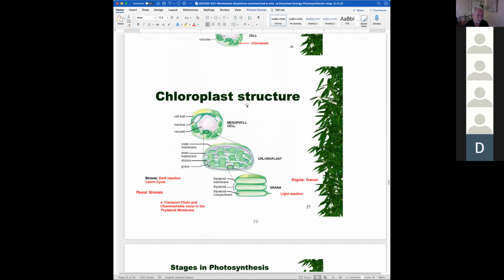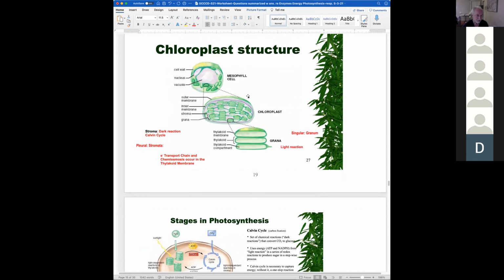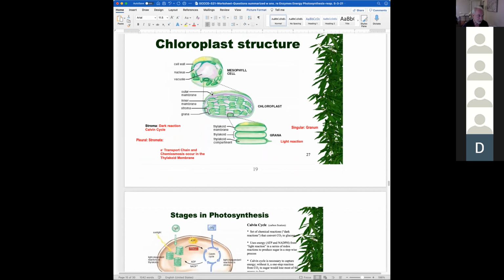Then if we go further and look inside a chloroplast, what do we see? See an outer membrane, an inner membrane, stroma, and grana. Okay, what are stroma and grana? Grana are stacks of thylakoids. And what is a thylakoid? It's a membrane-bound vesicle. So grana is the plural. Well, one of these is a singular called a granum. And they're simply, as I said, membrane-bound vesicles that are stacked one on top of the other.